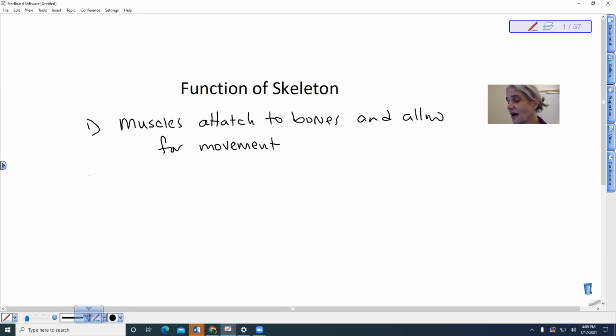We can also talk about how it provides support. So the skeleton provides support. So not just movement, but the ability to stand upright, for example, is due to the spinal column, the vertebral column, but also our legs, right, that allow us to stay in a bipedal position. So it provides support. The other thing that it does is it provides protection.